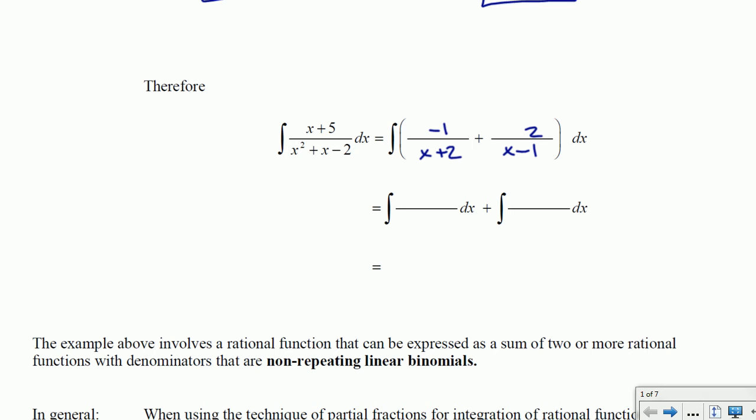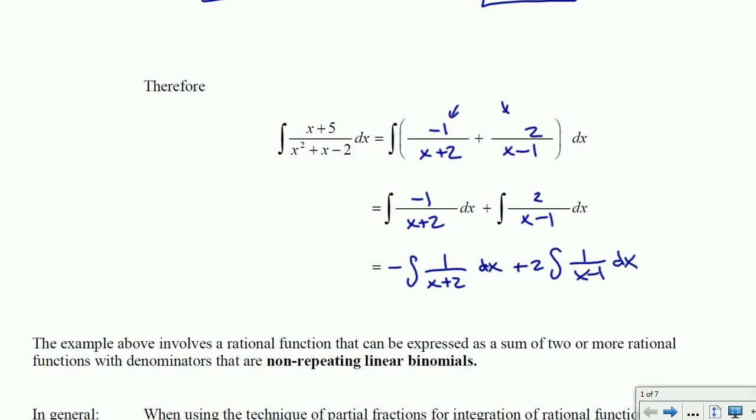And by the properties of integrals, we can split this up. So with one integral, we would have −1 over x + 2, and the other one would be 2 over x − 1. Now we can write the coefficients of each of these integrals out front. So we would have −∫1/(x + 2) dx + 2∫1/(x − 1) dx. And now these integrals are straightforward to do. It would be −ln|x + 2| + 2 ln|x − 1| + C.